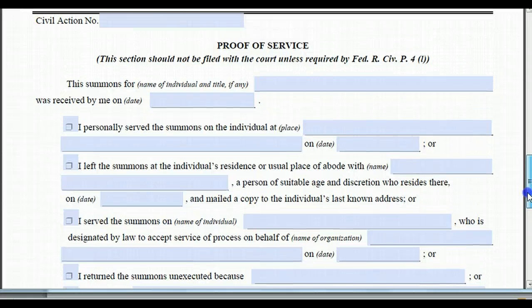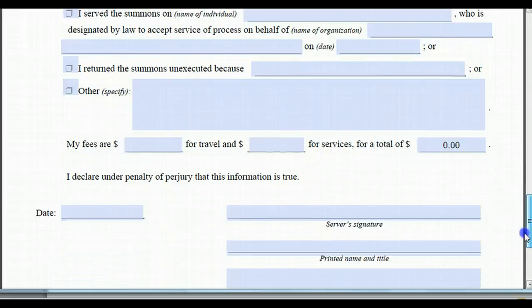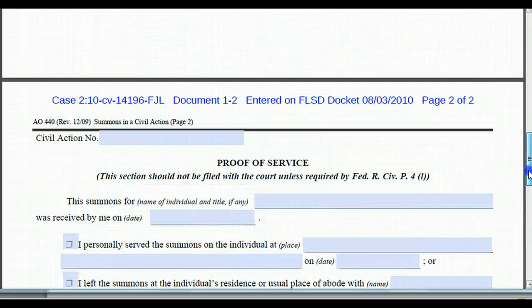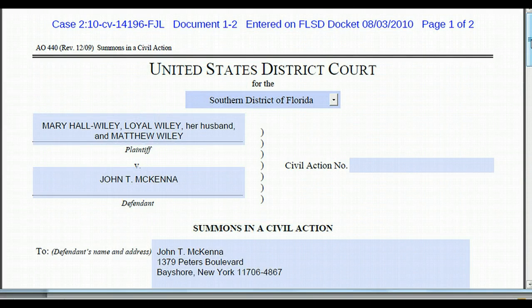And then the back of the summons is where the process server fills out who they left the summons with and what date that occurred on, so that it can be determined whether service was appropriate on the particular individual that was served.